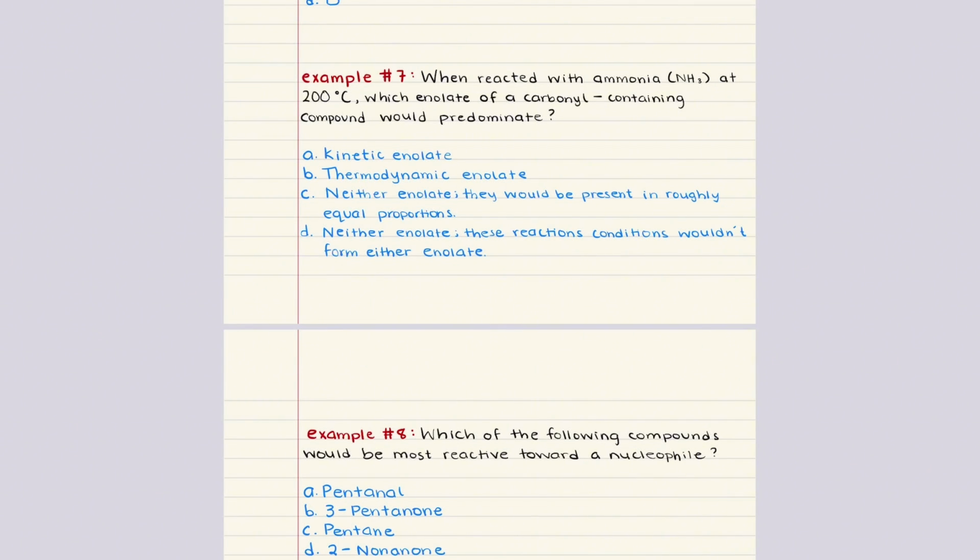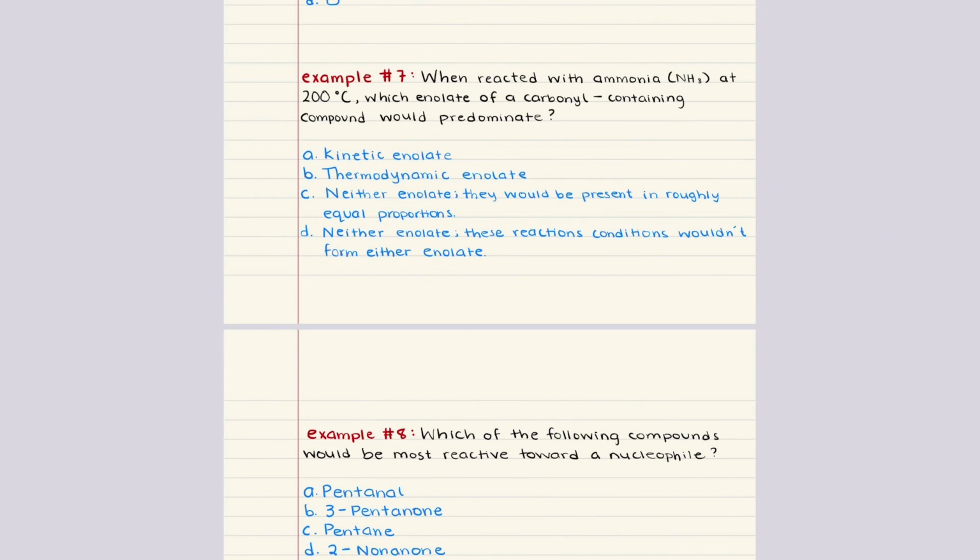On the other hand, the thermodynamic enolate is the more stable enolate overall. It forms by deprotonation at the more substituted alpha carbon, where the resulting double bond is more substituted and better stabilized. Formation of the thermodynamic enolate is favored under high temperatures and weaker or smaller bases and reversible conditions that allow equilibrium to be established.